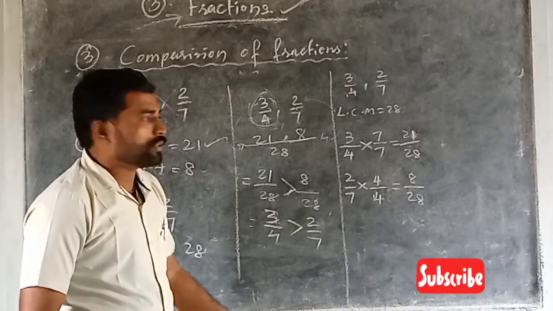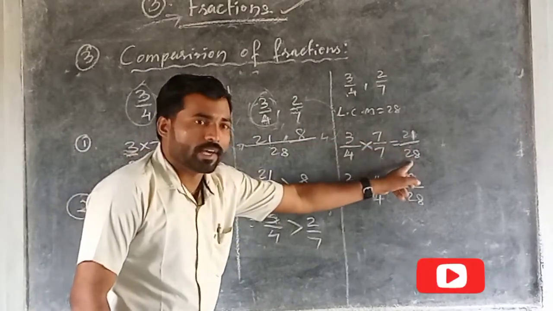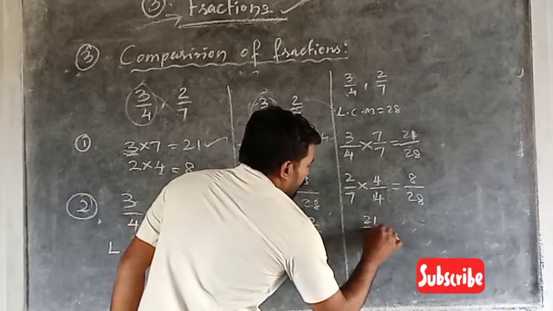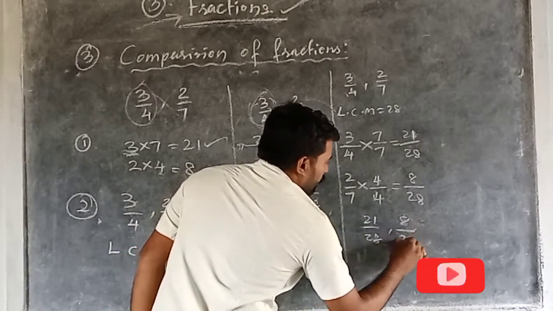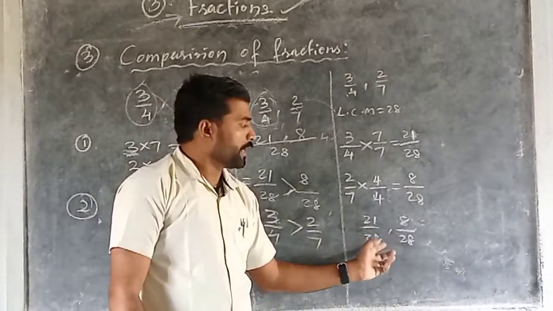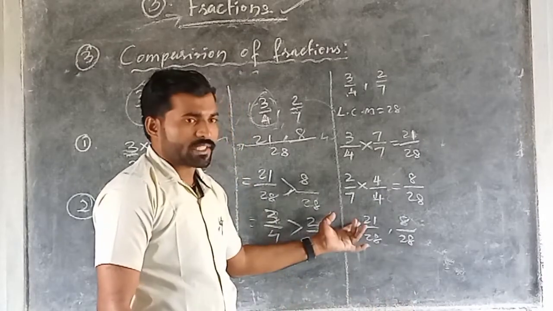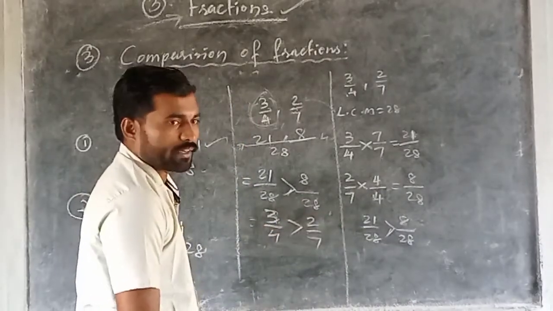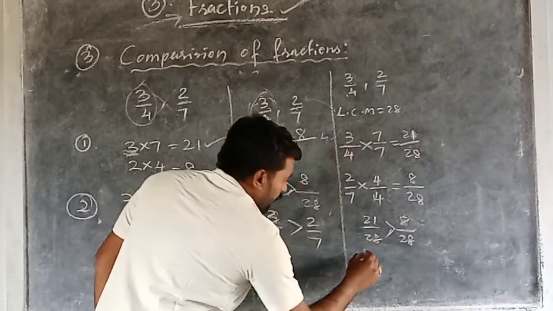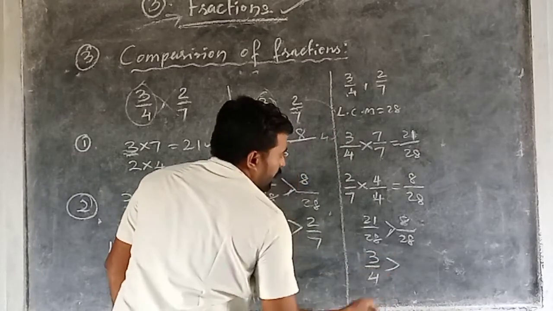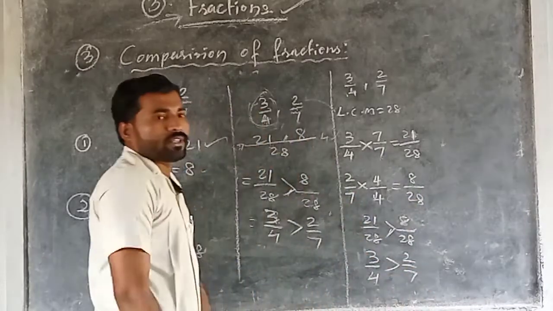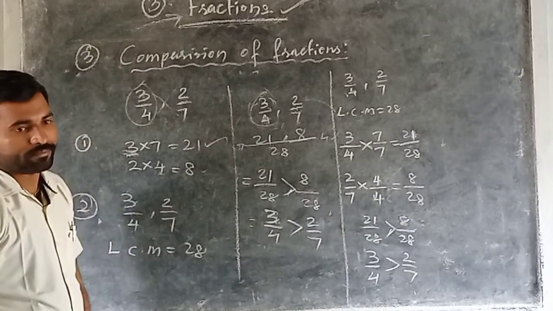Look. Now you got 3 by 4 means 21 by 28, and 2 by 7 is 8 by 28. You can write here 21 by 28, comma 8 by 28. Now the denominators are equal. See, 21 is greater. This is the greatest one, 21 by 28. 21 by 28 means 3 by 4. So 3 by 4 is greater than 8 by 28, which means 2 by 7. This is also the second method.